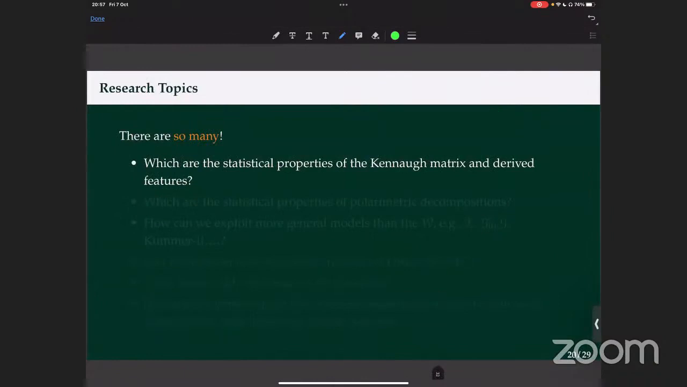And I want to finish my part with research topics. There are so many of them. It was very hard for me to list them in only one slide. You will see with Professor Avik different forms of presenting the data. We only saw the covariance matrix, but there are other ways. One of these ways is the Kennaugh matrix. For this matrix, we don't know the statistical properties. So in the way Wooding did that for the covariance matrix, this is an open research topic. Which are the statistical properties of the Kennaugh matrix and the right features?